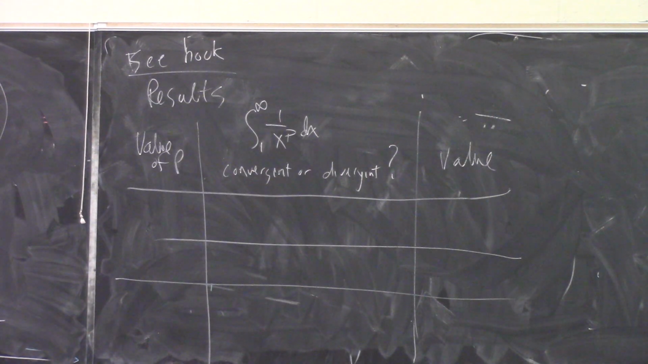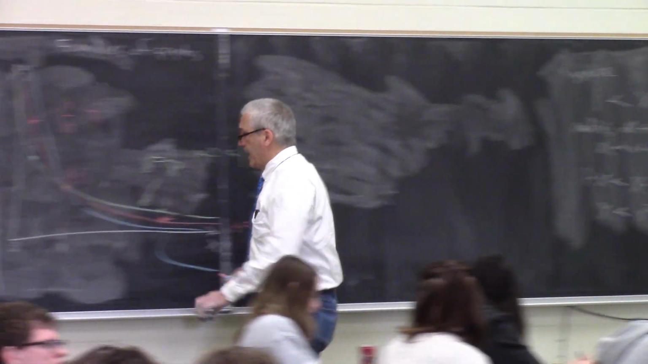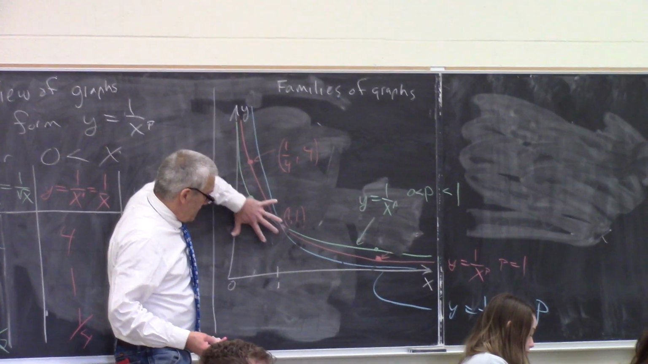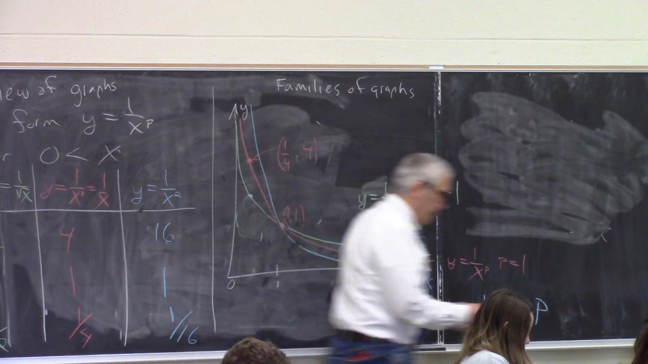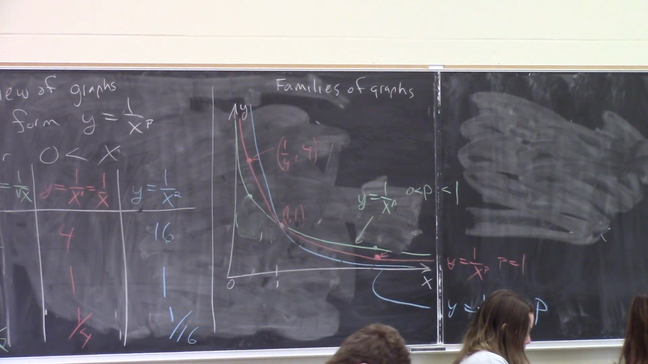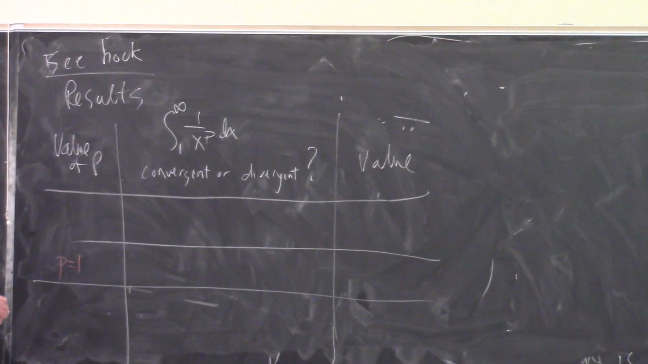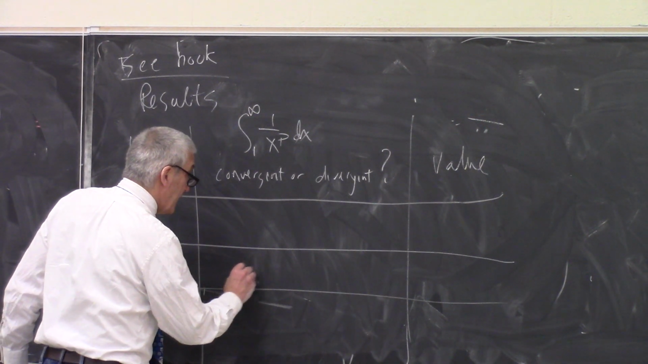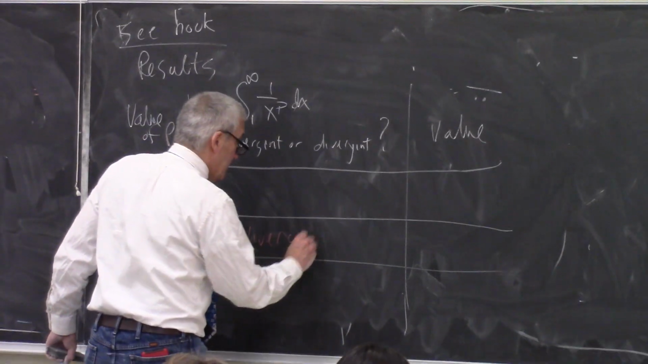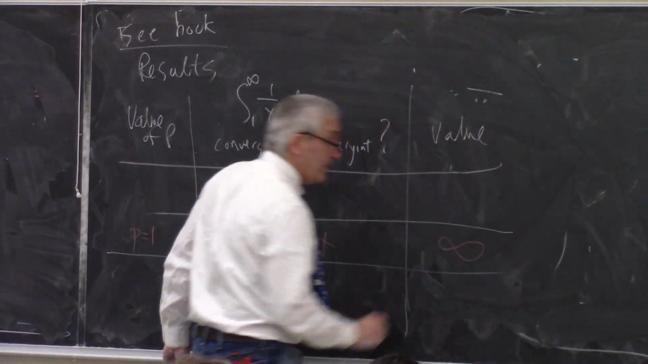All right, so remember, over here on this picture, we're now looking at these same three graphs, but we're looking at the right side of this picture, from this point to the right. Well, it turns out, the first example the book does is when p equals 1. So we're looking at the integral of 1 over x. And we find that in this case, the integral is divergent, and its value is infinity.